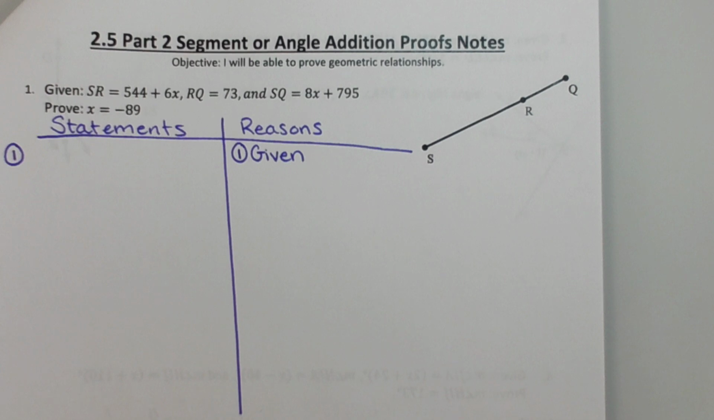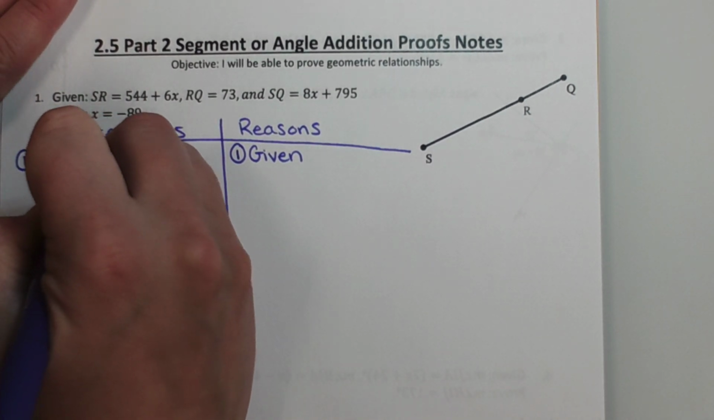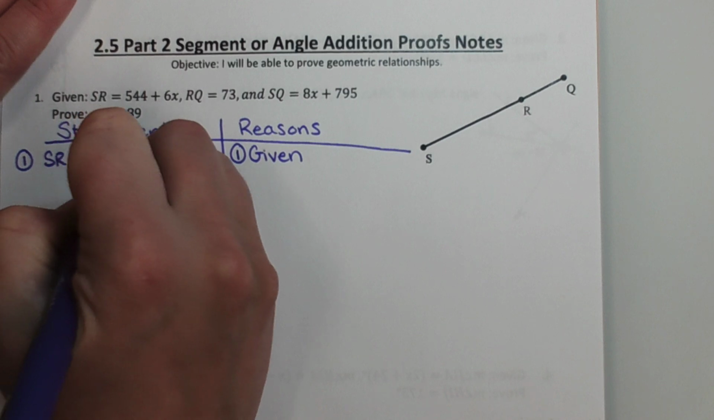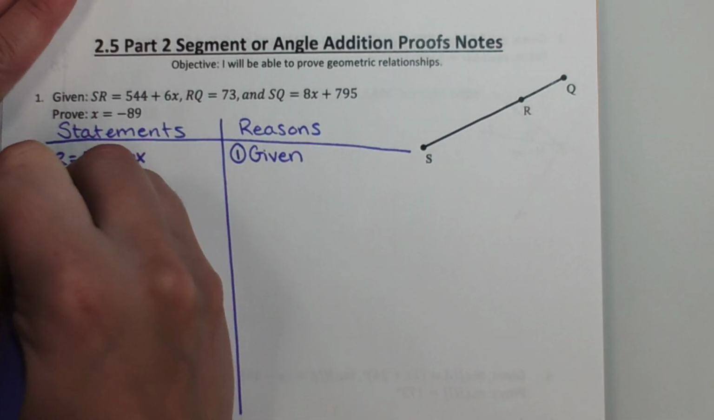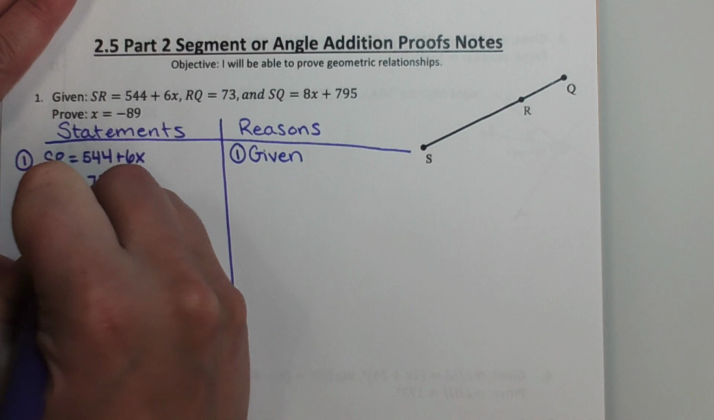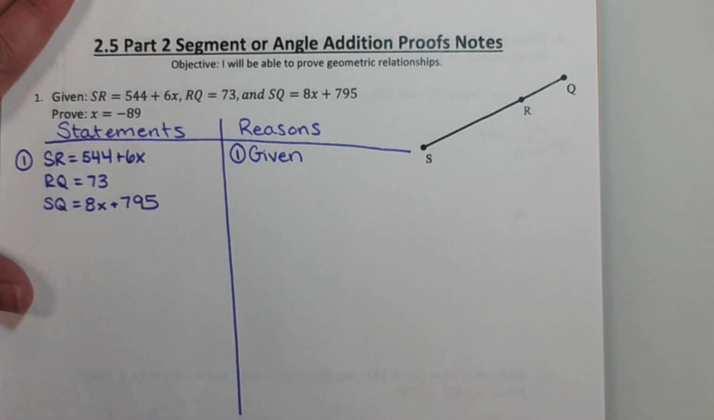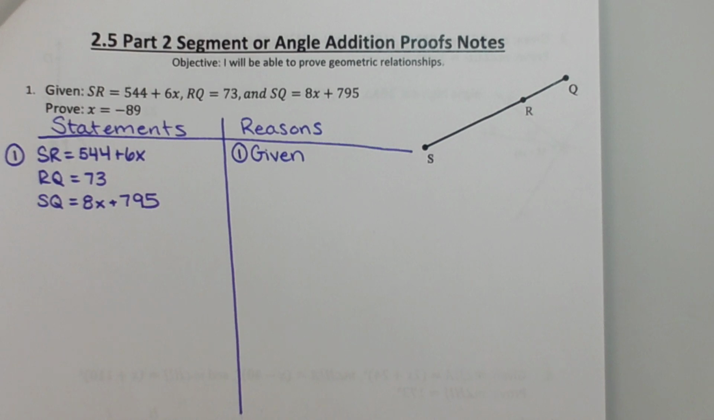My given information here is SR equals 544 plus 6x. RQ equals 73. SQ equals 8x plus 795. Now, I can write those all as one line separated by commas. I prefer to separate them down. I feel like it makes it easier to see.